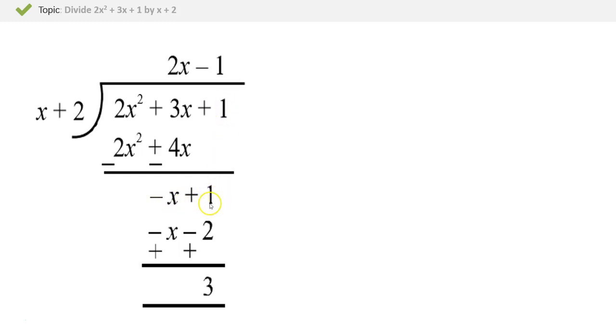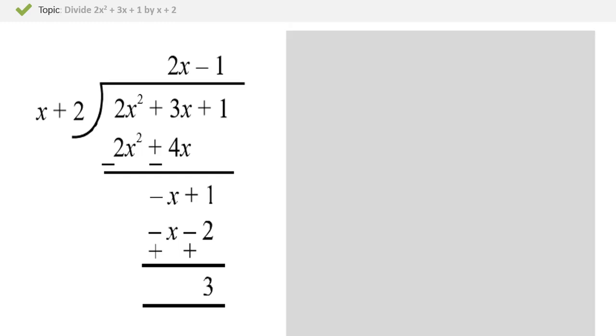Now I have to plan to cancel this. In order to do this, I'm going to multiply x plus 2 with minus 1, which will give me minus x minus 2. And now I'm going to subtract this. X and x will get cancelled. Minus 2 will become plus 2, and hence I'll get 3. At this point of time, I cannot move further.